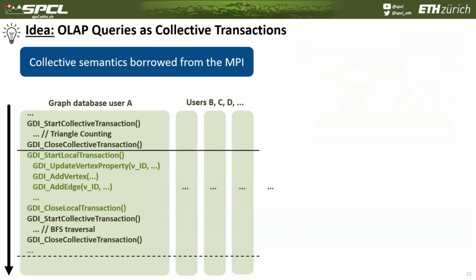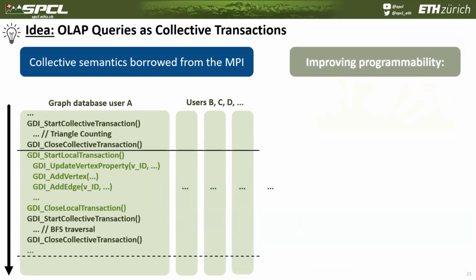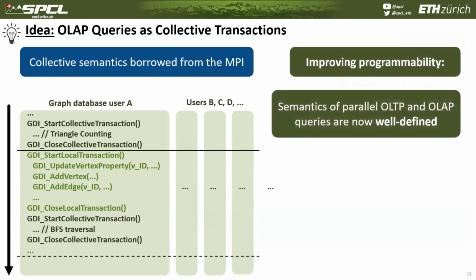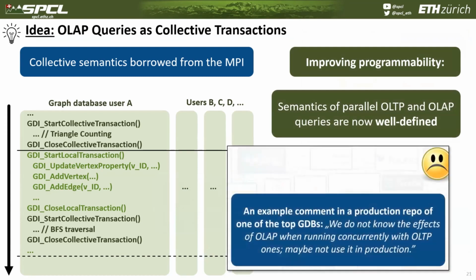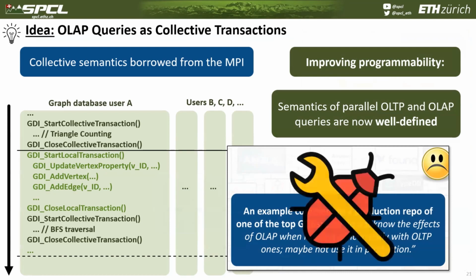That sounds like a very simple idea, but it's actually quite powerful, because it really does improve the programmability of these systems. Namely, the semantics of running parallel OLTP and OLAP are now well defined. And this comment that we saw before, that we don't really know what is going to happen if you run these two types of queries, OLAP and OLTP, concurrently, will now be fixed with the approach that we are taking in GDI, or at least reduced in its complexity to be resolved.